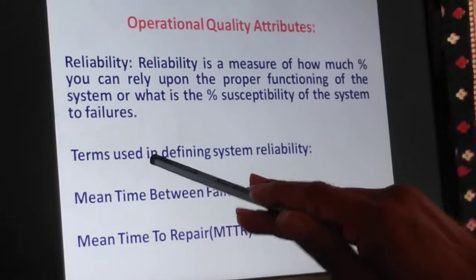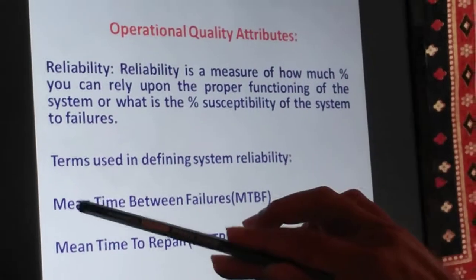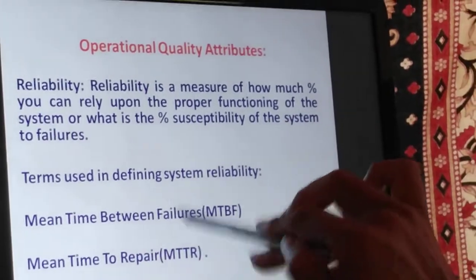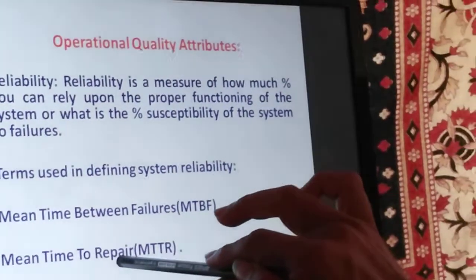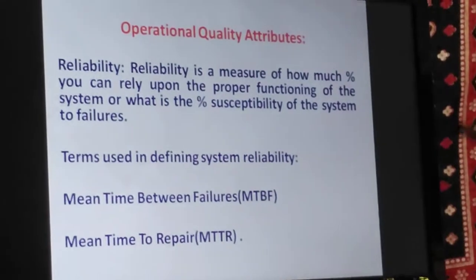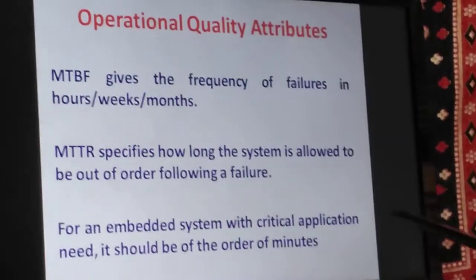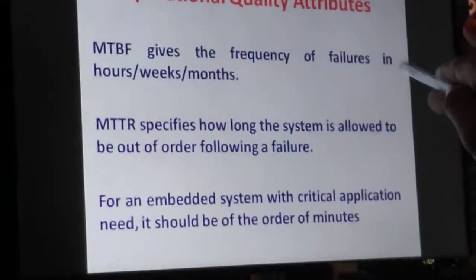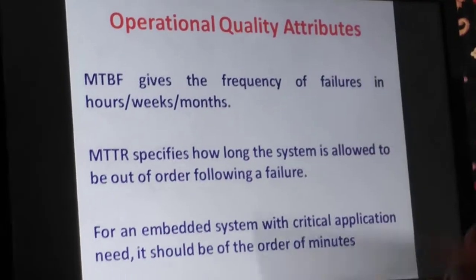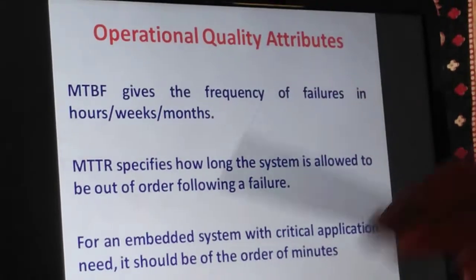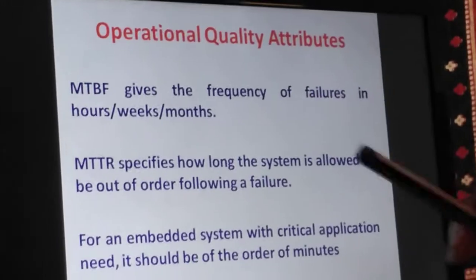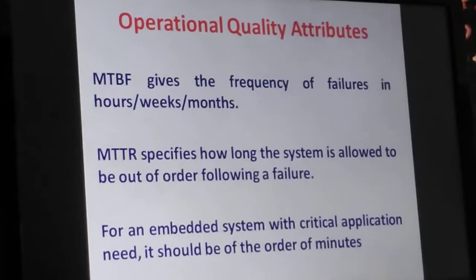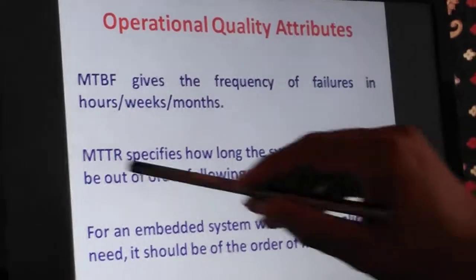The terms used in defining system reliability are mean time between failures and mean time to repair. These are the two terms we use to define reliability. Mean time between failures gives the frequency of failures in hours, weeks, or months. So in a month, how many times may it fail? For example, when you buy a copier machine, the person will ask how many times it may fail in a month, because that is also very important.